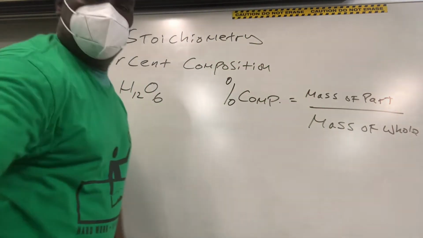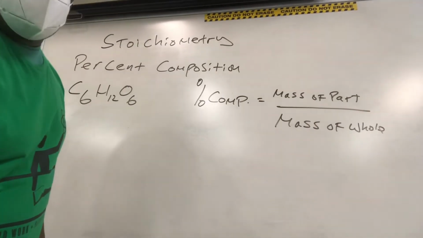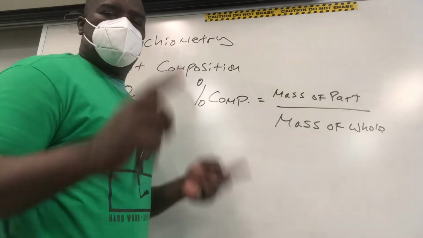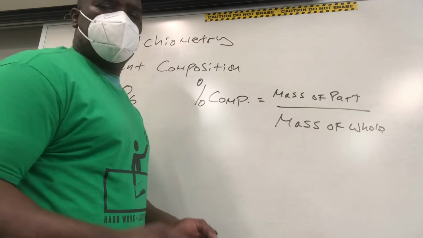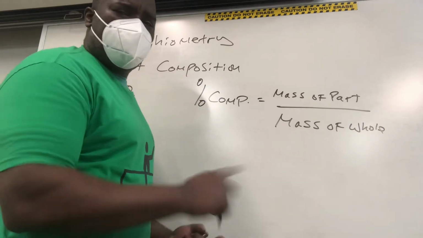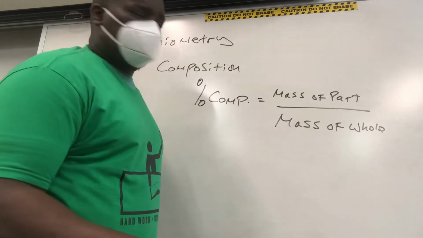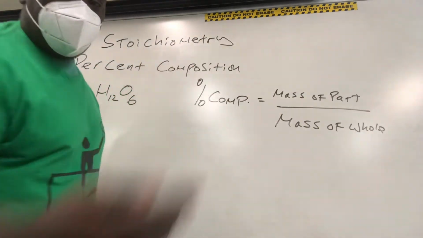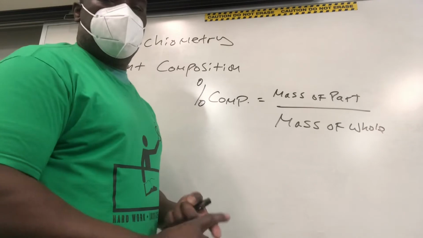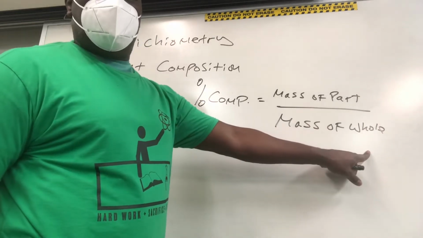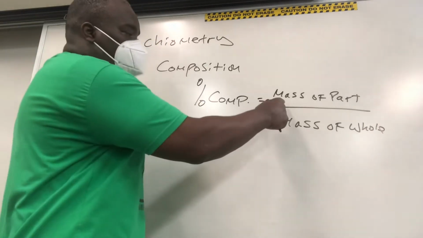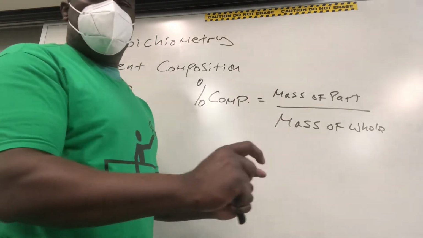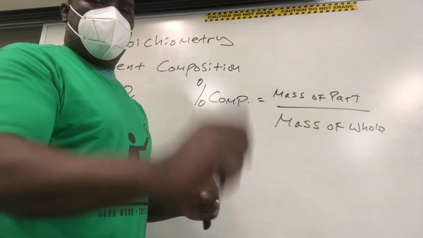So the mass of the whole is essentially the same thing as calculating the GFM, the gram formula mass, or the mass of the formula in grams. We did that previously in class. So let's make a note of that. Chemistry being foundational, you know how to calculate GFM. That's how you get the mass of the whole. And the mass of the part is just taking whichever element out of the whole and putting it on top.